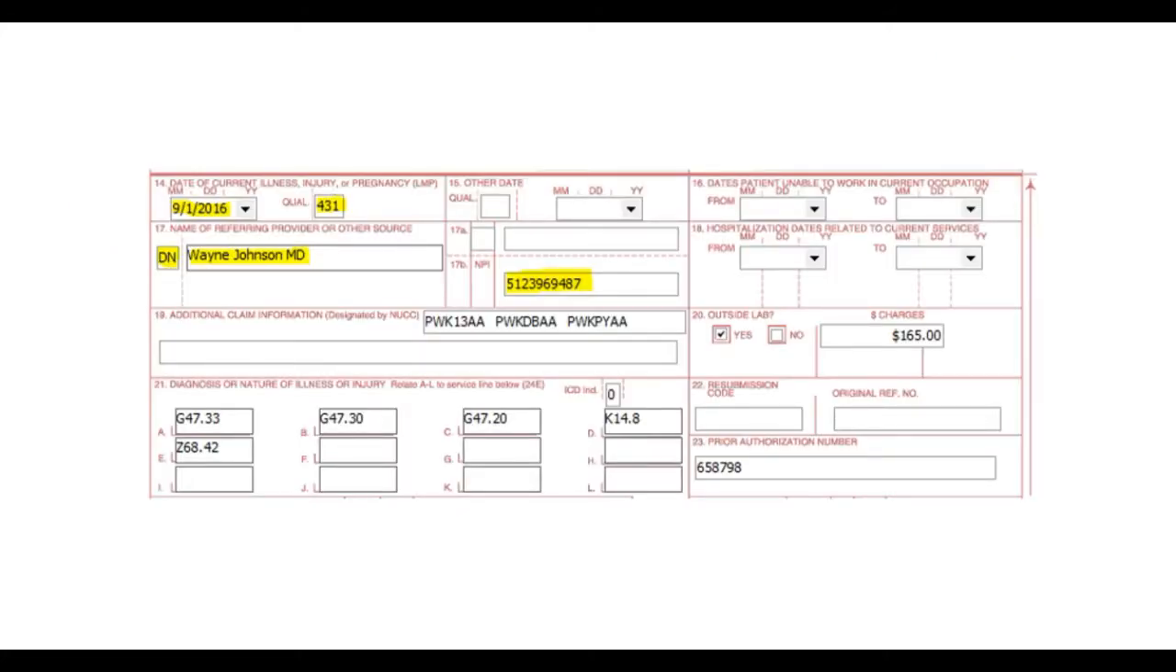Here's box 14, and we put in the date of current illness and then the qualifier of 431, which is designating that September 1st, 2016 is when the illness was diagnosed or when the patient had the onset of the illness. Box 17 is for the referring provider's name and credentials, so Wayne Johnson, MD, and then just before his name we have DN, which means referring provider. In 17B, we have the referring provider's NPI number.